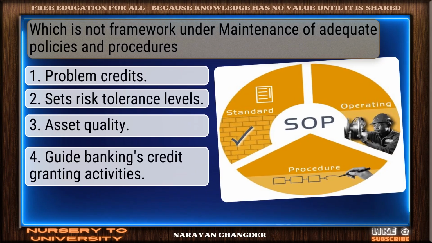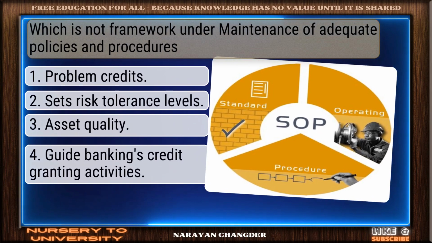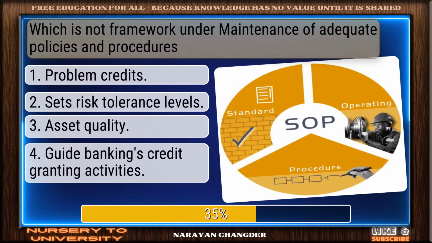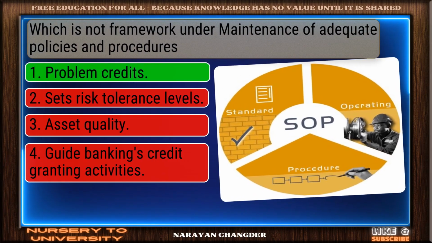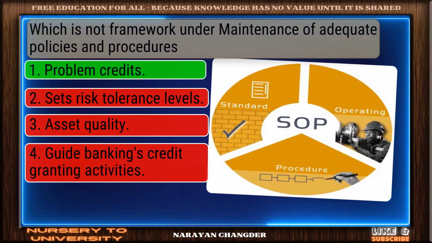Which is not framework under maintenance of adequate policies and procedures? Nicely done. Problem credits is a solid answer.